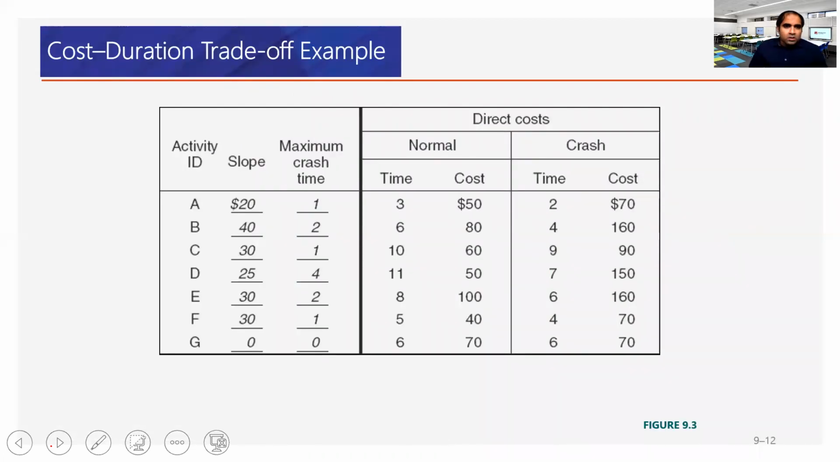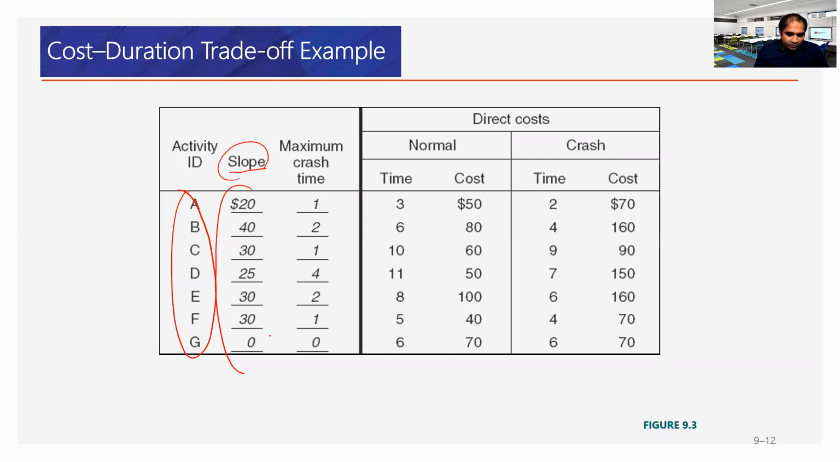Now, a very simple table here. We can see the activity ID, the slope or the minimum cost for reduction in duration per unit, and the maximum crash time. For each activity, what is the maximum crash time? You can see that it's not a big number: 1, 2, 1, 2, 4. So 4 days can be crashed for one activity, and 1 day, 1 day, 1 day for others. This is the maximum crash duration for each activity.